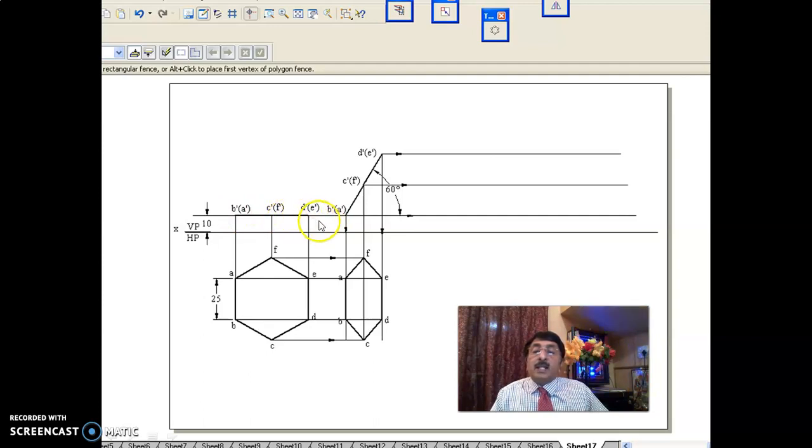Now the surface is inclined at 60 degrees to HP. Now nearest edge is what? B dash A dash. This is 10 mm. A, B, C, D, E, F, 60 degrees to HP. Looking at front view, top view, your top view will remain same. But what you should know here is, B dash A dash is not on XY line. It is at a distance of 10 mm above XY line.